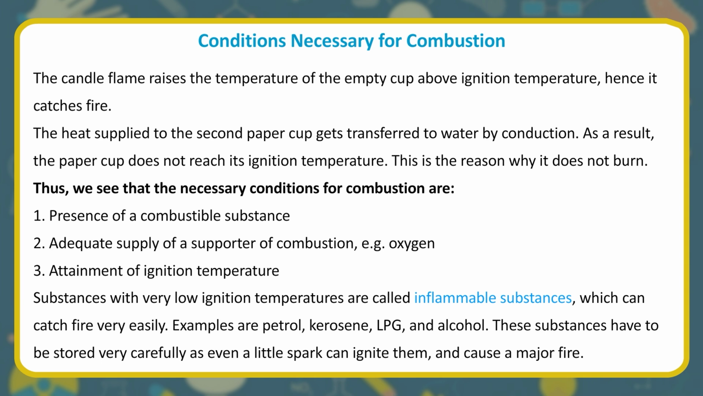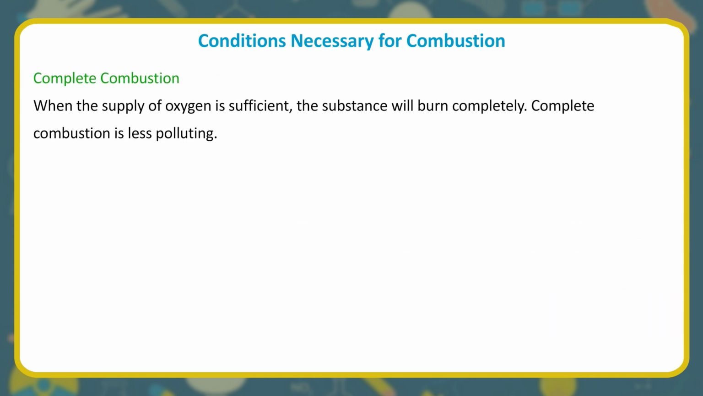Substances with very low ignition temperatures are called inflammable substances, which can catch fire very easily. Examples are petrol, kerosene, LPG, and alcohol. These substances have to be stored very carefully as even a little spark can ignite them and cause a major fire. Complete combustion. When the supply of oxygen is sufficient, the substance will burn completely.